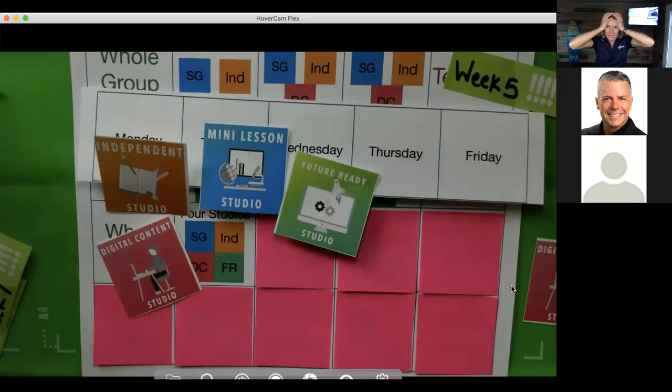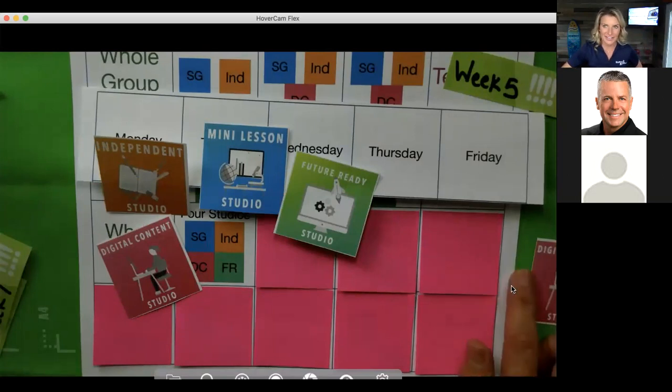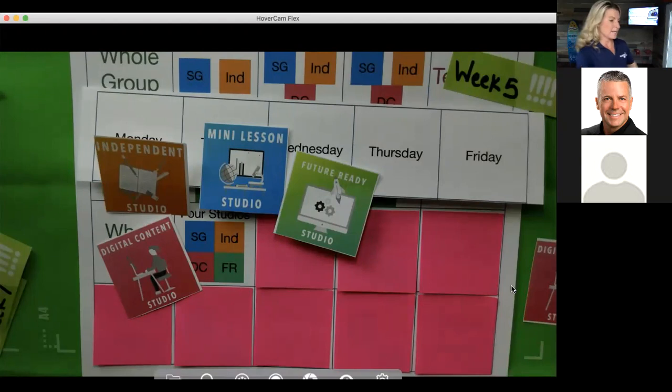How am I going to do that? Remember, we're now talking about week 7 here. So I have trained you, you've learned how to do it, the students know how to do it, the parents know what to expect. So let's take a look at a sample lesson.